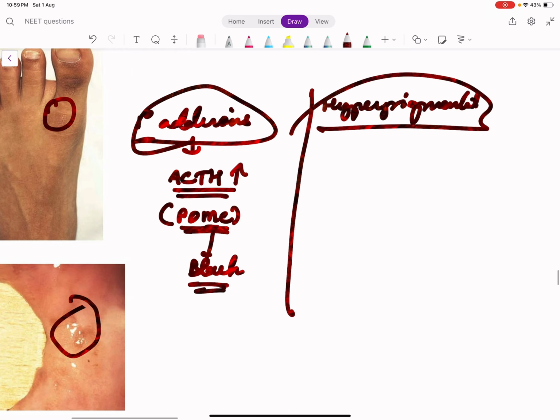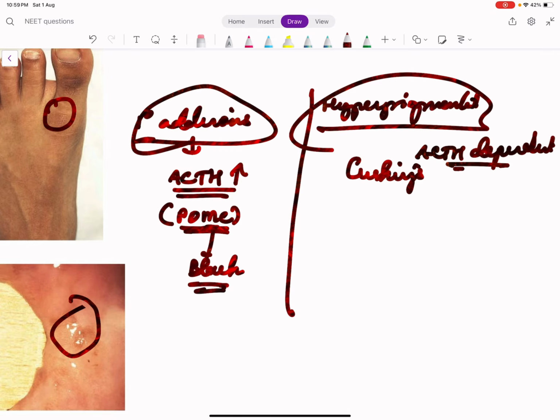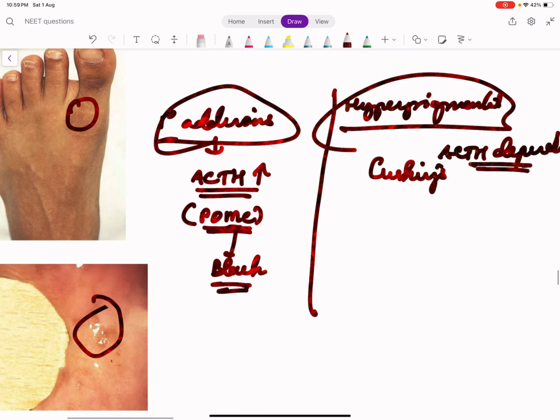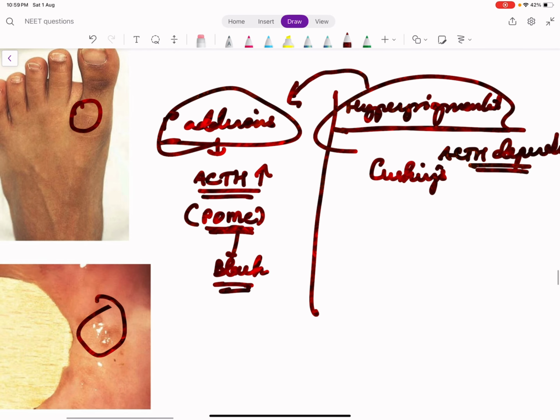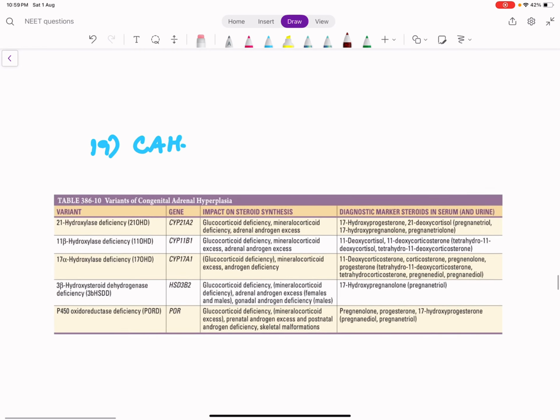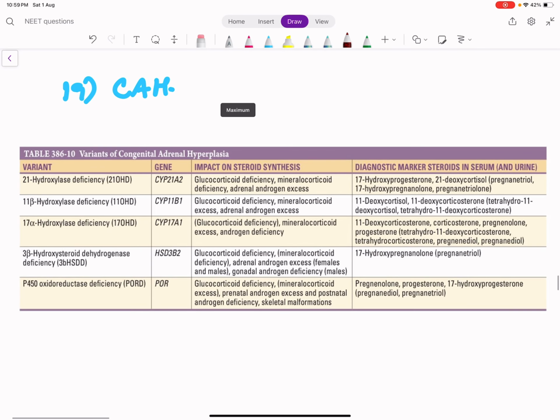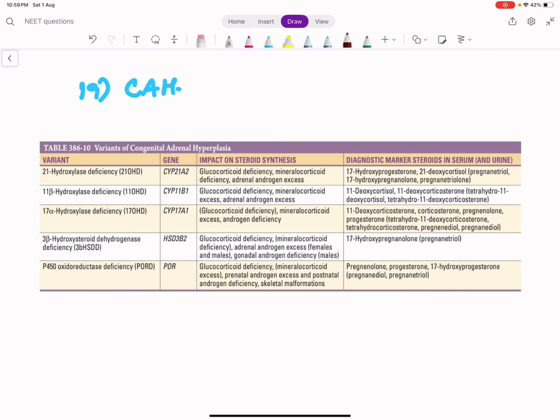Secondary Addison's will not cause this. Remember, in ACTH dependent Cushing's also, there can be hyperpigmentation because ACTH is high, right? So hyperpigmentation means either it is primary Addison's or it is ACTH dependent Cushing syndrome. Okay. So another disorder of adrenal cortex is congenital adrenal hyperplasia.